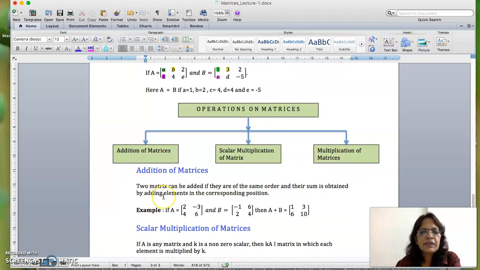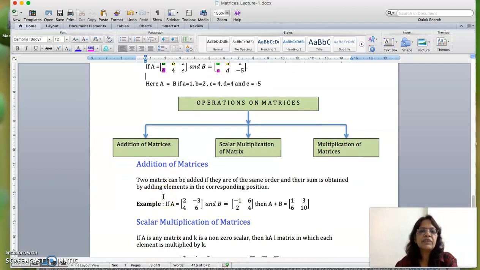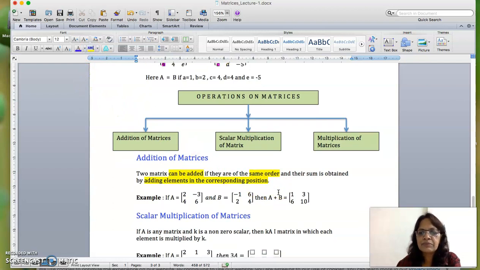व्हाट इज एडिशन ऑफ मैट्रिसेस? पहले तो आपकी कंडीशन की व्हेन कैन यू ऐड 2 मैट्रिक्स. तो 2 मैट्रिक्स कैन बी एडेड. They can be added when they are of the same order. Then only we can add the matrix. And how the sum is obtained? Sum is obtained by adding elements in the corresponding positions. Corresponding position का मतलब मैं आपको पहले ही समझा चुकी हूँ.